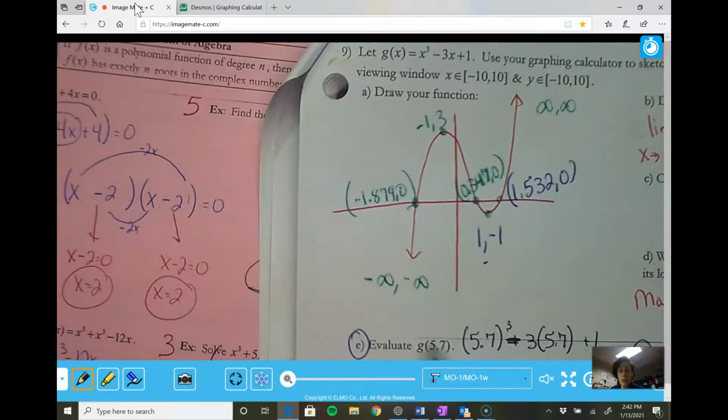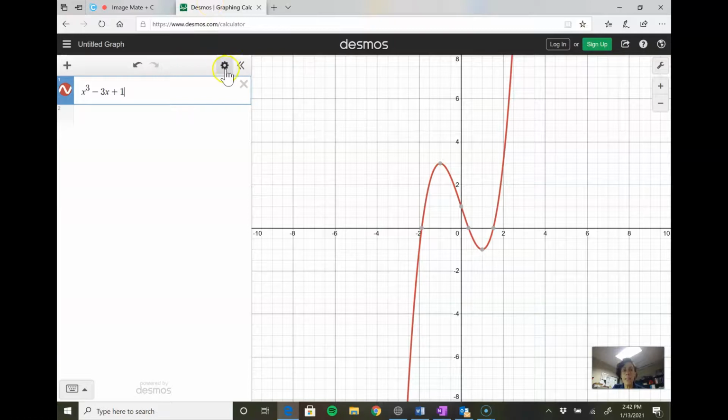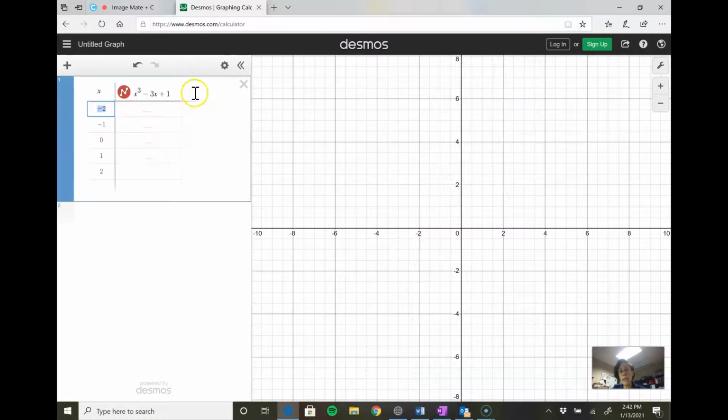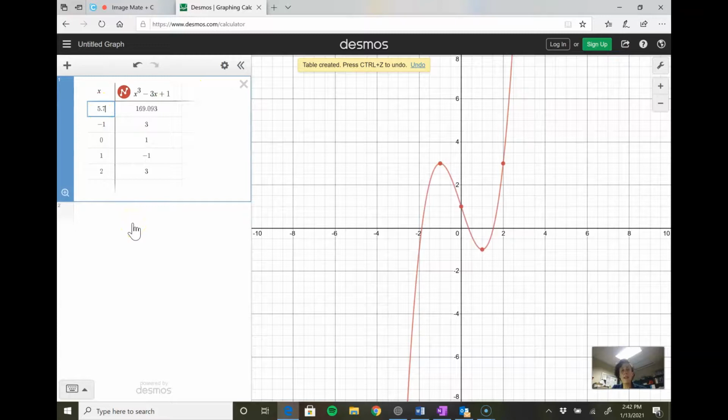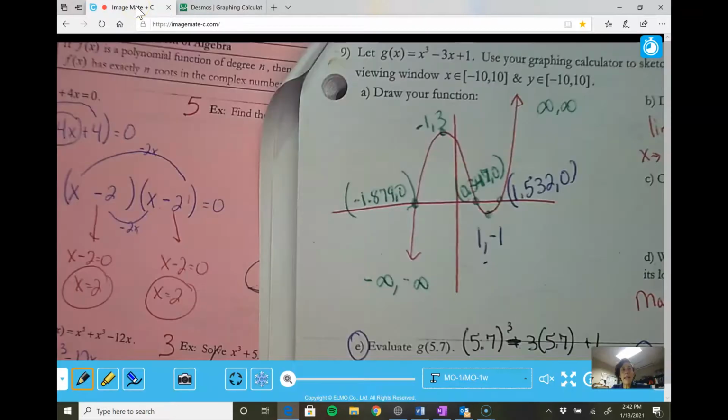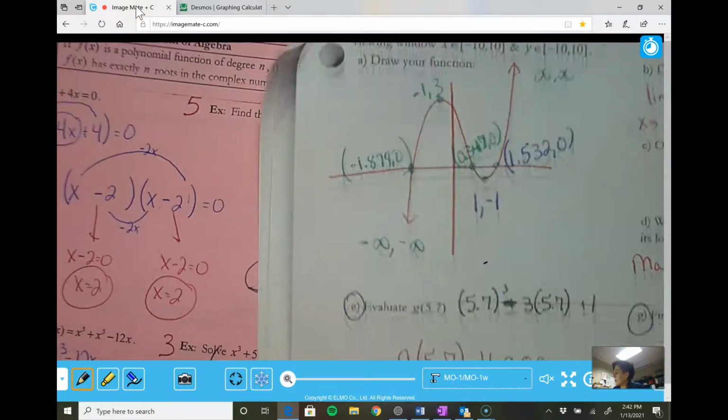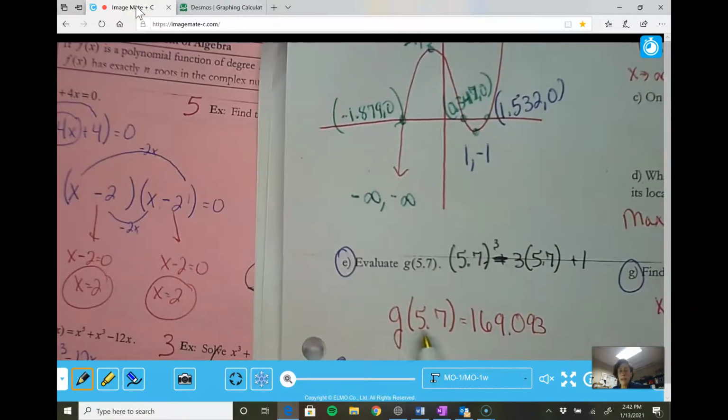But Desmos lets you do this as well. So this is x, and if you go to Desmos, which I'm going to switch over to now, up here is this little wheel cog. If you tap on that and then tap on this, you can have a table, and I can type in any x value that I want. If I just put in 5.7, I can automatically see what y is going to be. All right? And then I can write that answer down. So g, when x is 5.7, gives me this answer.